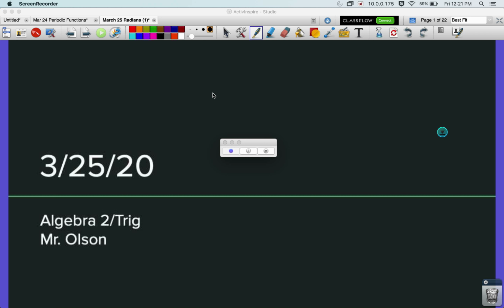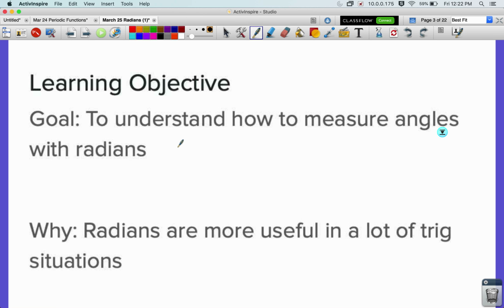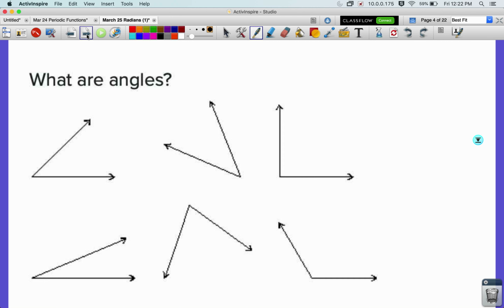In this video, I'm going to talk about angles, radians, and introduce you guys to something called the unit circle. The goal for today is to understand how to measure angles with radians. Why are we doing this? Radians are more useful in a lot of trig situations than degree measure. And we're going to need both of those to help us fill out our unit circle.